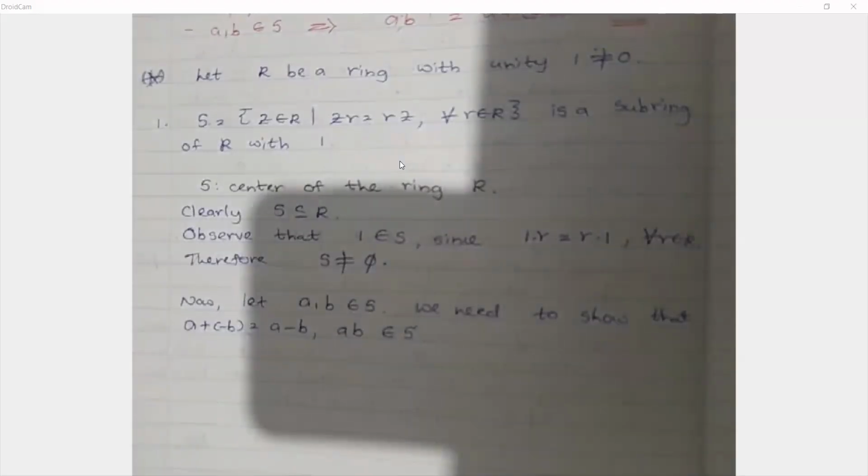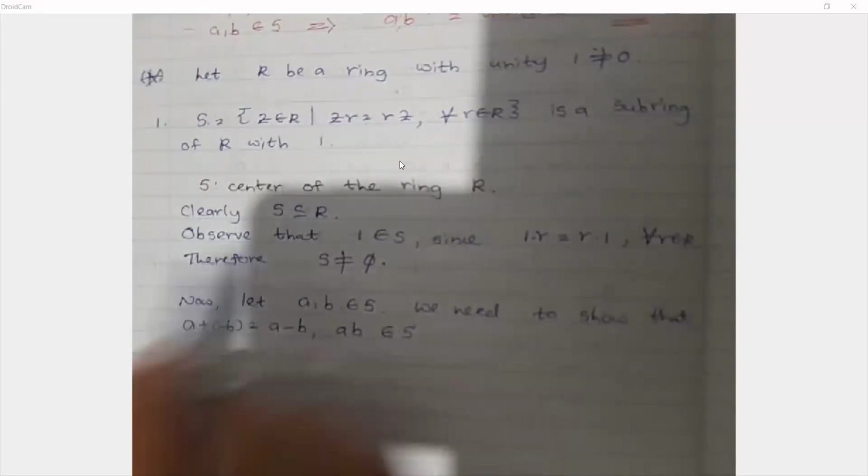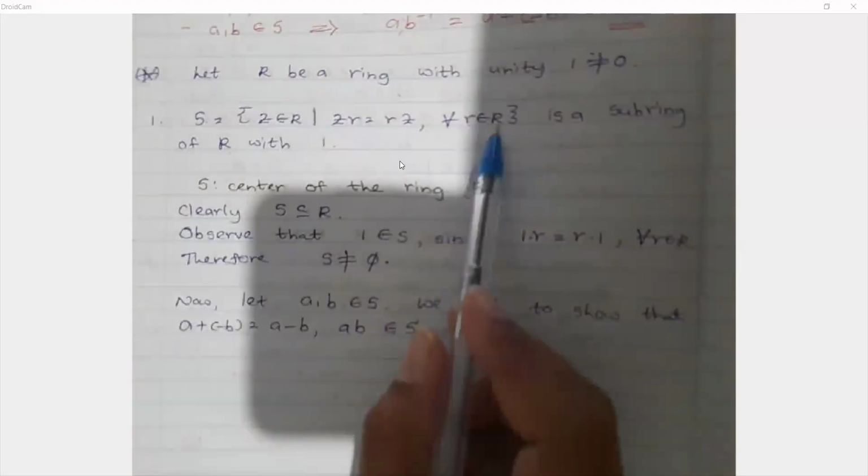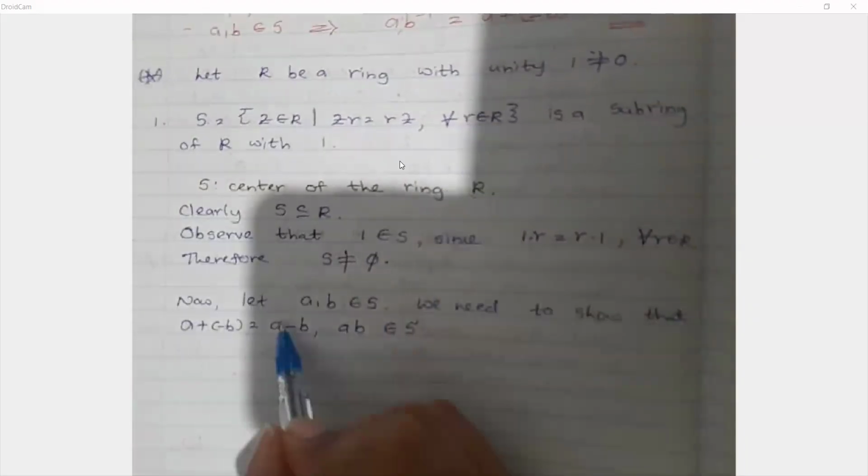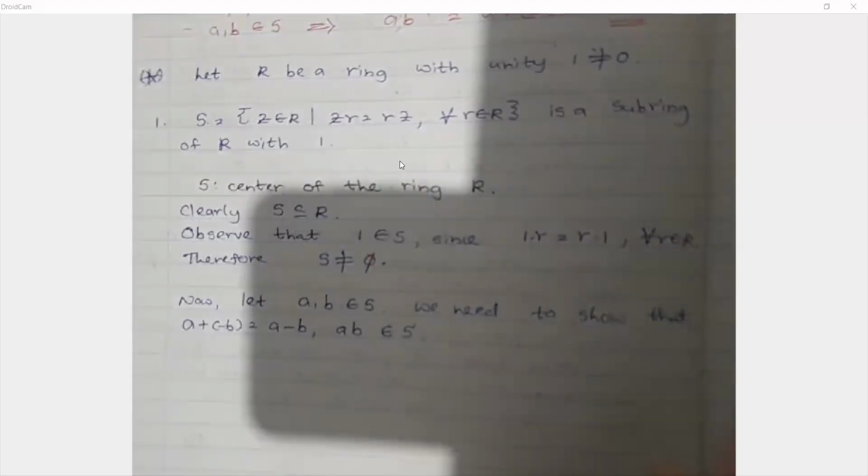Okay, so how do we show that an element belongs in S? By simply showing that it satisfies the definition of this set. In other words, we have to show that for every element r that you take from the ring, (a minus b) times r is equal to r times (a minus b), and ab times r is equal to r times ab. If you show those two equations, then by definition of S, the two elements belong in S.